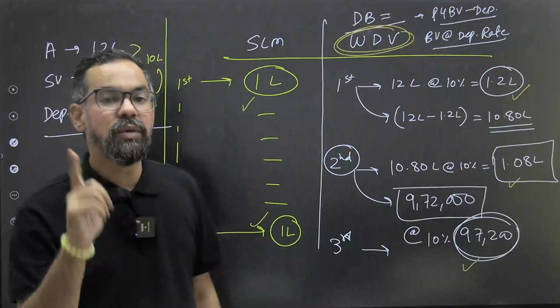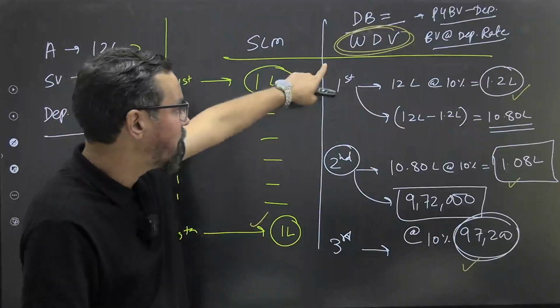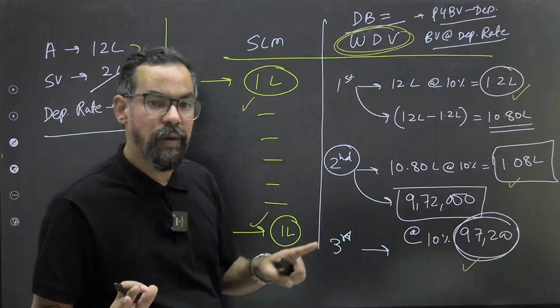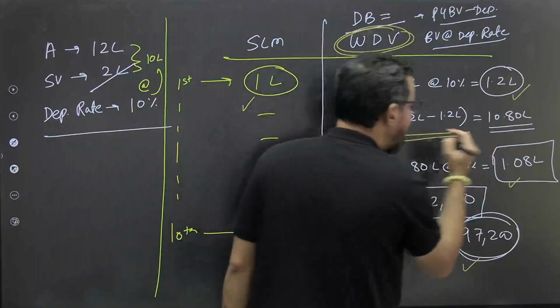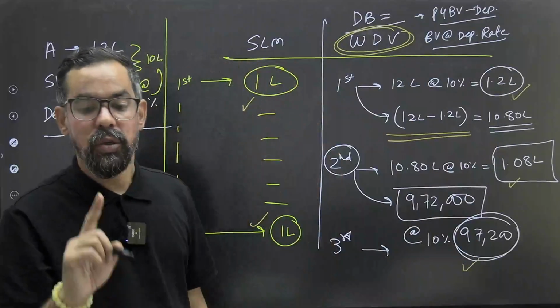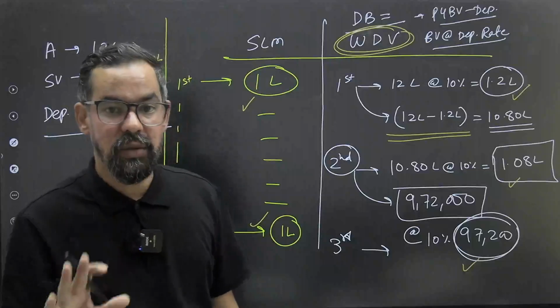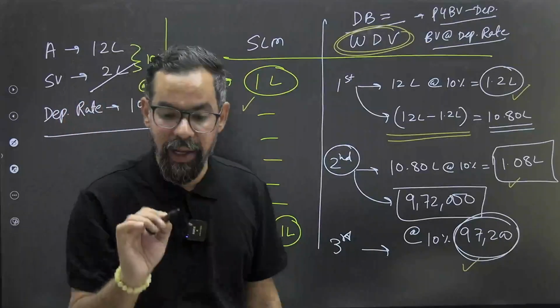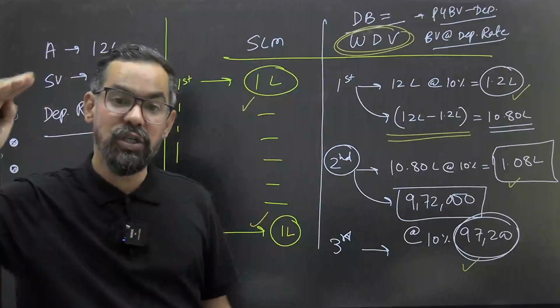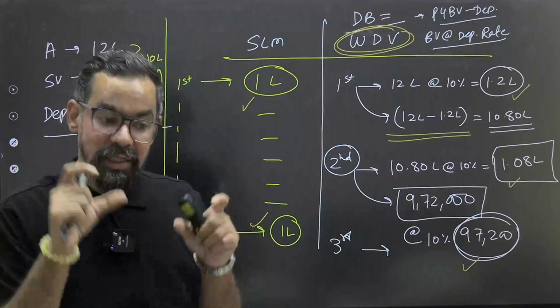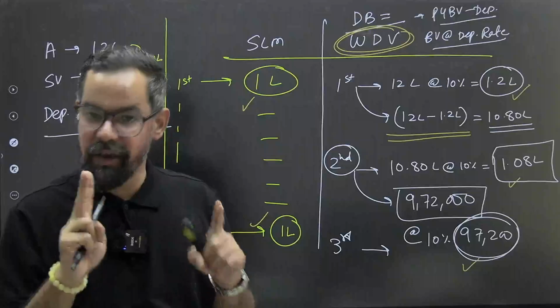So two things you have to remember: your depreciation rate will be the same throughout the period, but you have to calculate the book value at the end of every year. Sometimes the examiner will ask what will be the book value at the end of second year and what will be the depreciation for third year. So in the same question they are giving you two options.